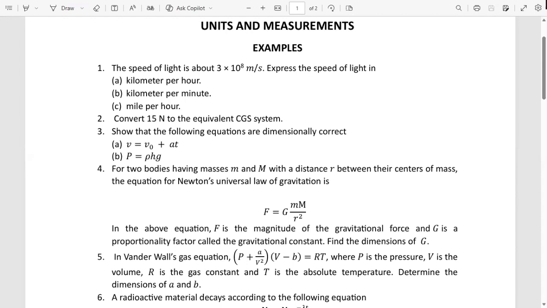We can start with question 1 without wasting much time, which involves unit conversion. And it reads, the speed of light is about 3.0 times 10 to the power 8 meters per second. Express the speed of light in A, kilometers per hour, B, kilometers per minute, C, miles per hour.